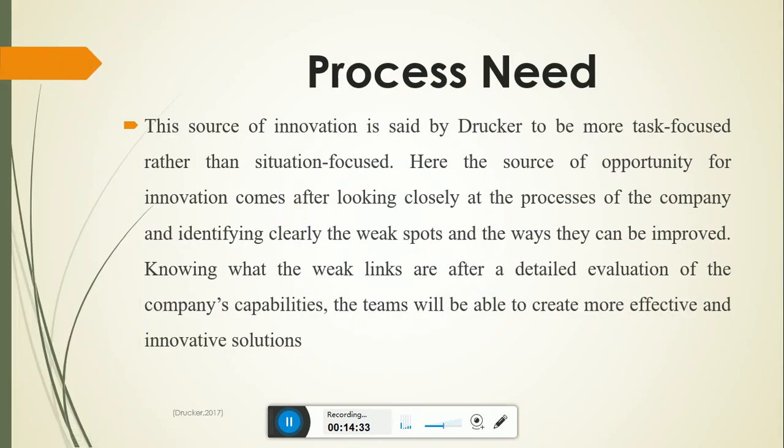Now, Peter Drucker suggests innovation to be more task focused rather than situation focused. What do we mean? There are certain processes in a business. Let's say you have a water company, for example, bottling mineral water. There is a process involved. Mineral water comes in, is filtered, you add magnesium, calcium, or whatever, then the bottling, then the design, then the packing. All these are processes.